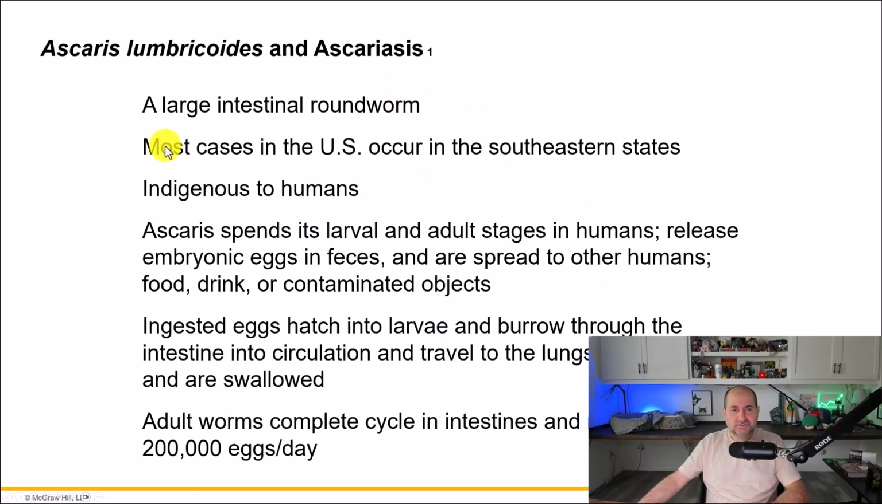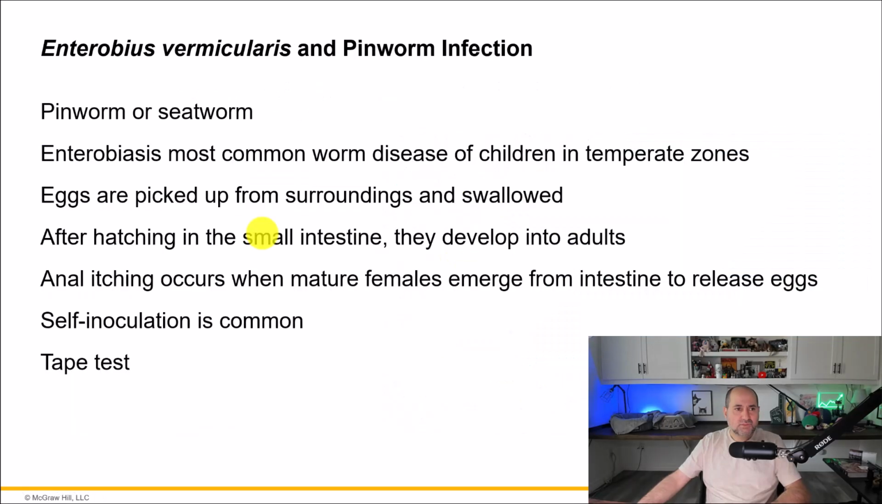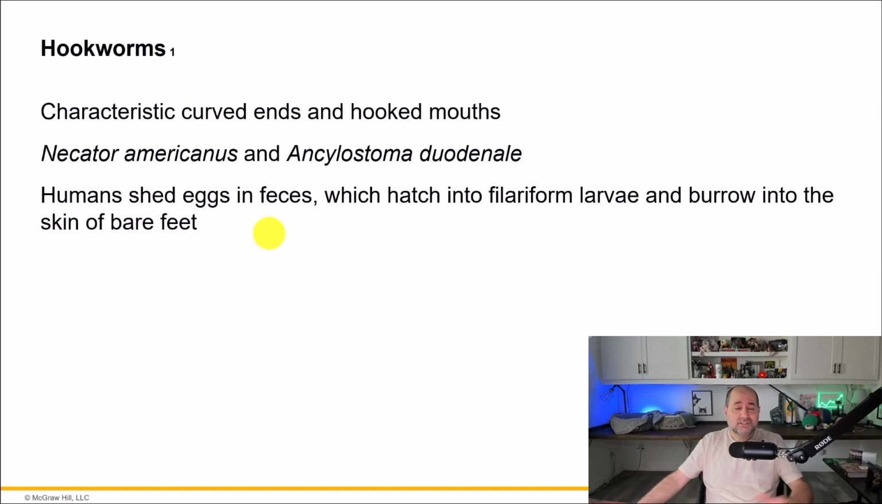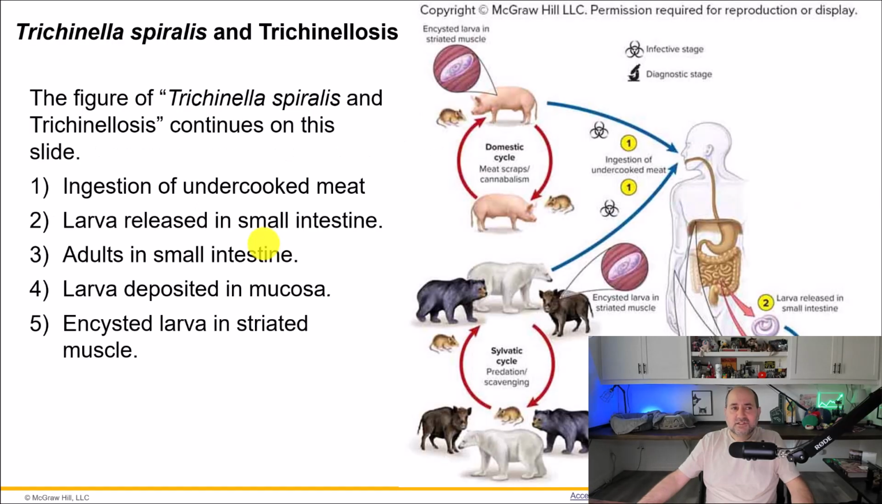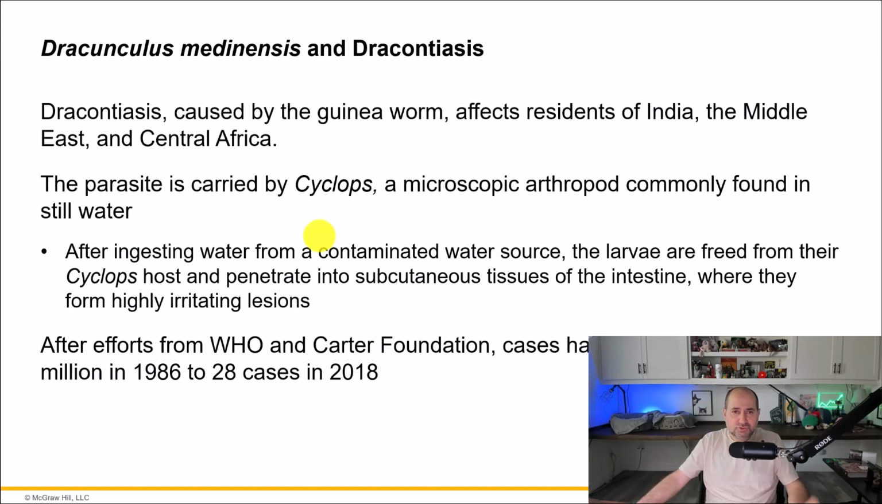Remember, we discussed Ascaris. Ascaris causes ascariasis. These are large worms that do not attach. We talked about pinworm or seatworm. Remember that humans become infected by the egg stage of the pinworm, and children are most at risk of this worm infection. Then we talked about hookworms. Remember, these are the ones that can burrow through the skin of bare feet. Then we discussed trichinella. Remember, trichinella can be spread by eating contaminated bear or pig meat that's undercooked and ingesting those cysts. We also talked about Wuchereria bancrofti, which causes elephantiasis, and the guinea worm, which causes dracontiasis.